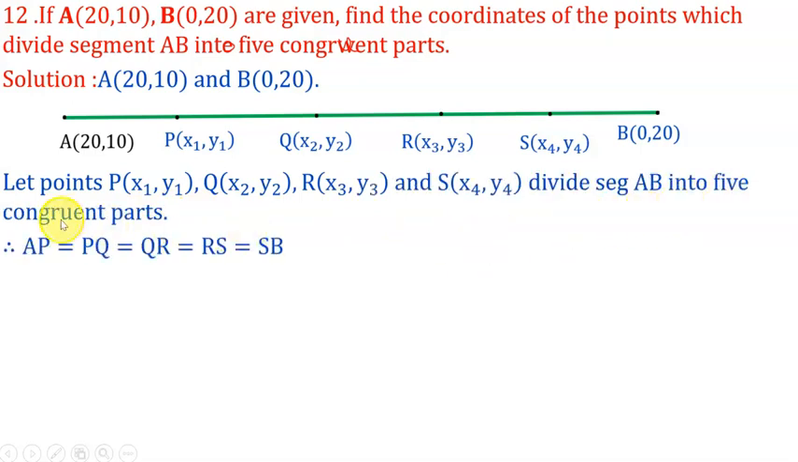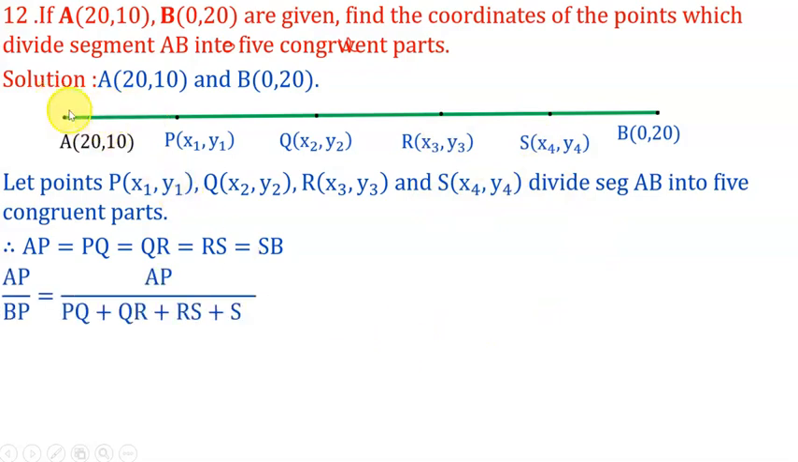Divides AB into 5 congruent parts. That is AP = PQ = QR = RS = SB. Okay. Now next, AP upon BP. Now here we considered this one part, AP upon BP. Then how many parts are there in BP? 1, 2, 3, 4. AP upon BP is equal to AP upon BP. What about the BP? BP means what?